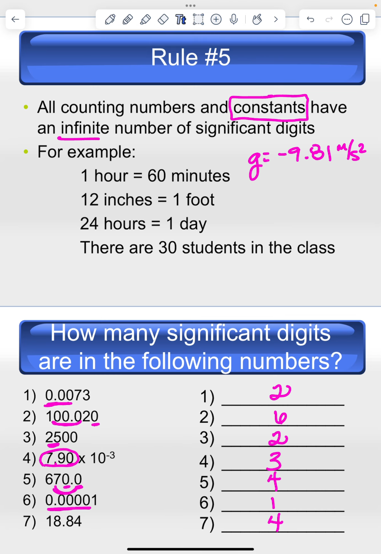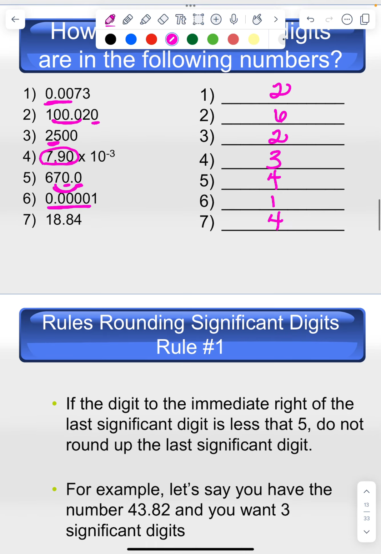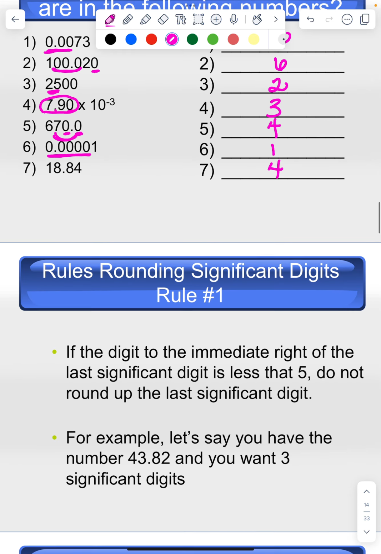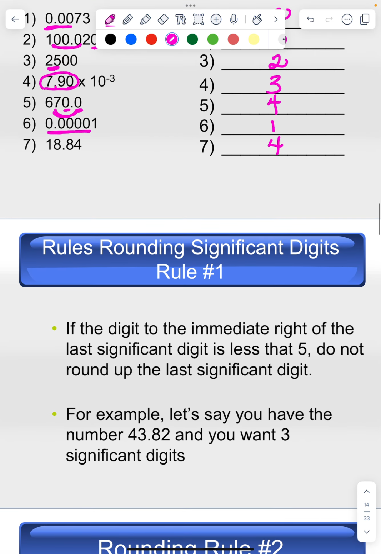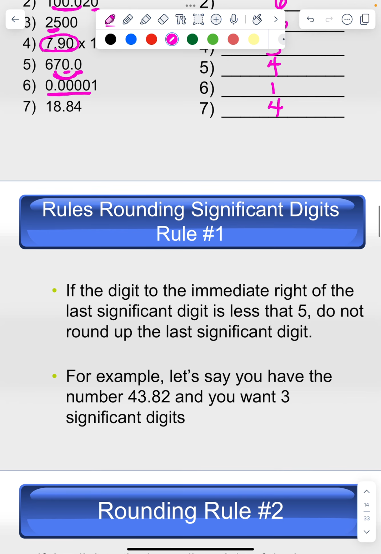All right, so now we have to remember our rules for rounding. Okay, so most of these are easy. We're not going to be changing a whole lot, but there is a little bit of difference between what we did last year in chemistry and what we do this year. All right, so whenever you figure out how many significant digits you need, then you cut it off, but you have to use rounding rules.